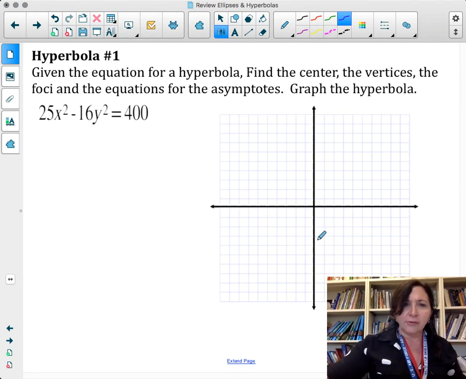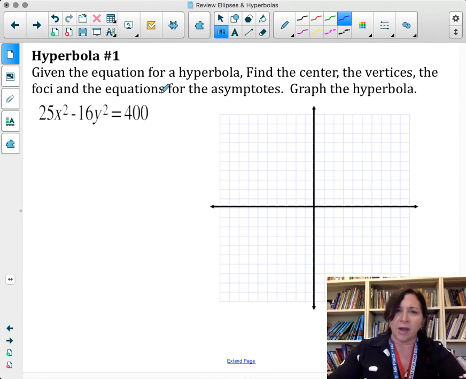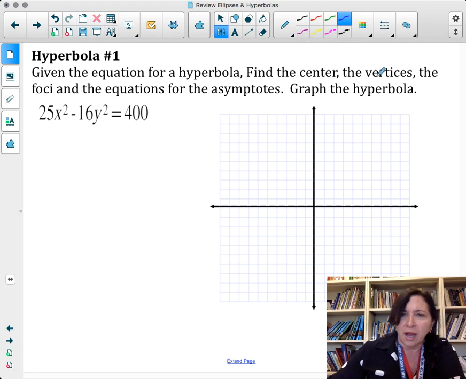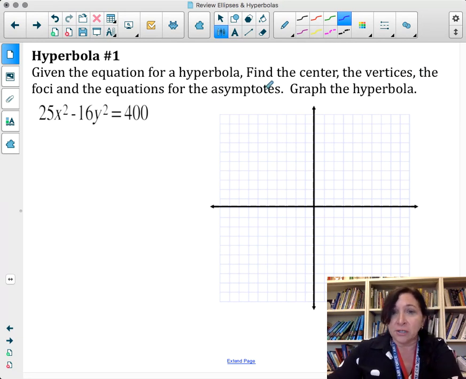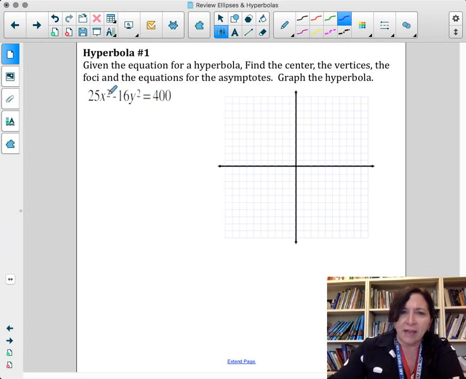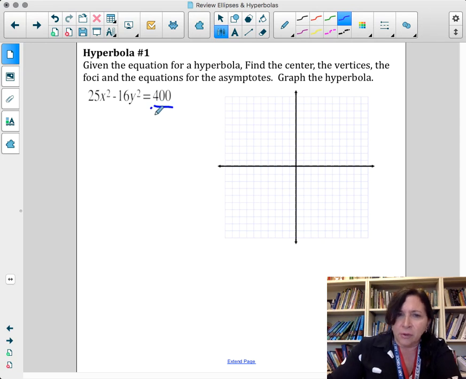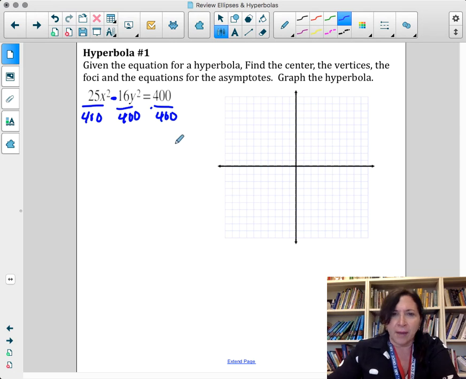All right. Next question, now we're switching to hyperbolas. It says, given the equation of a hyperbola, find the center, the vertices, the foci, and the equation of the asymptotes, and then graph. Now, for this problem, I noticed that I have an x squared but not an x, and a y squared but not a y. So what that's telling me is I do not have to complete the square. All I have to do now is divide this by 400. And I know that this is a hyperbola, by the way, because of this minus sign right here. That differentiates the ellipses from the hyperbola.